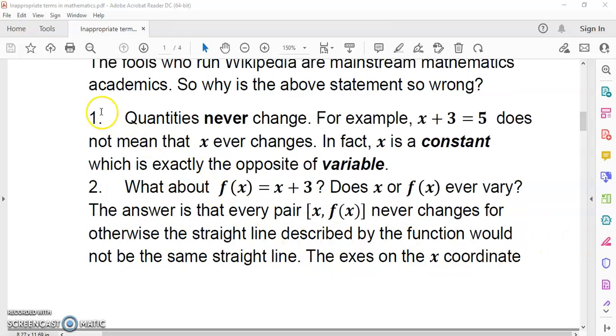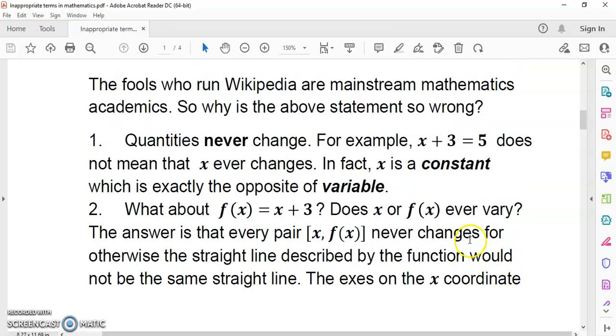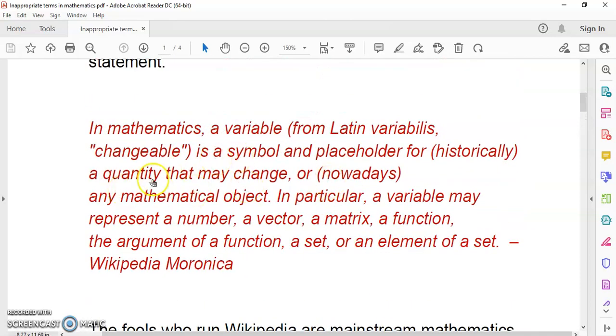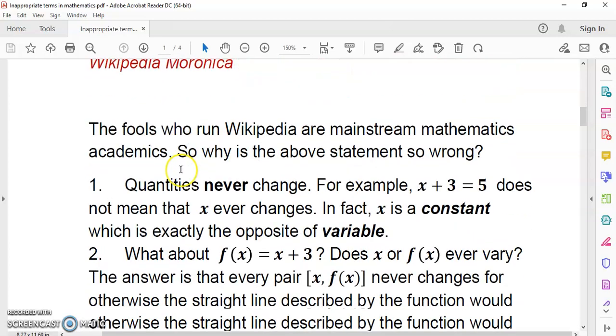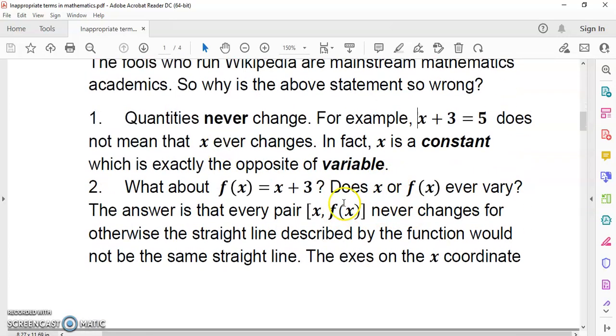Let's see. First of all, quantities never change. For example, x plus 3 equals 5 does not mean that x may change or ever changes. In fact, x is a constant in this equation, which is exactly the opposite of variable. So why do mainstream academics call x a variable and define it as something that may change? That's rubbish. It never changes, ever.